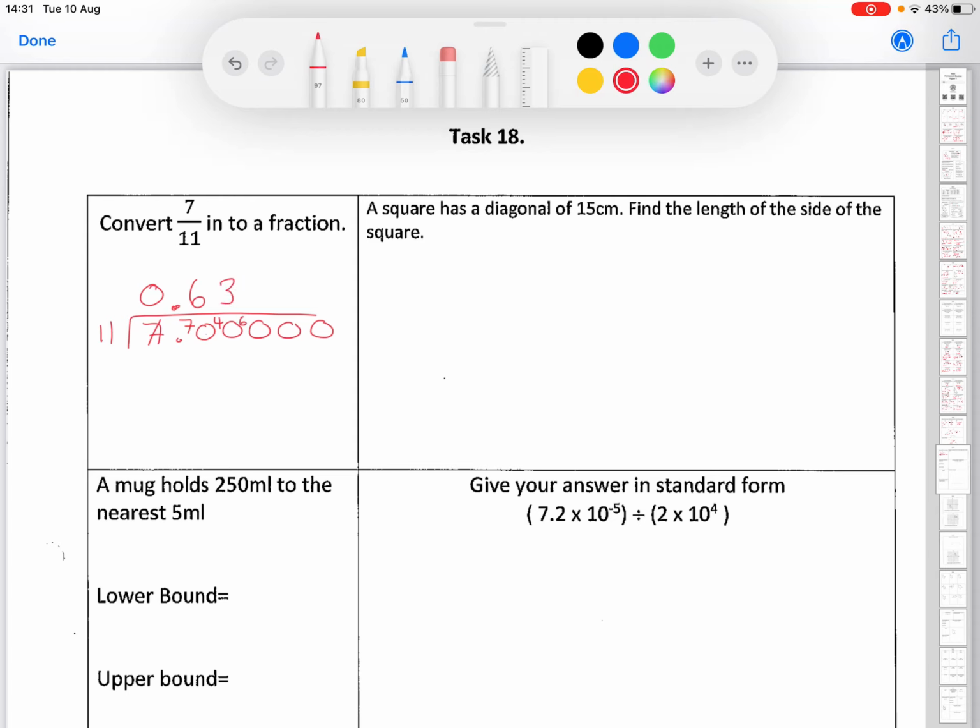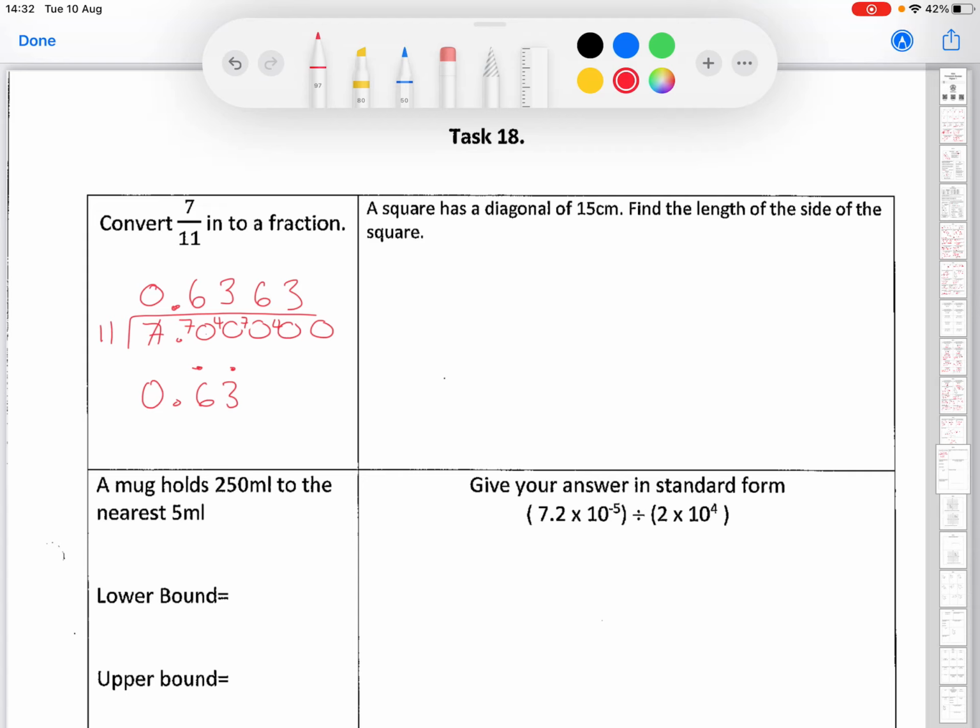How many times does 11 go into 40? Well, it would go in 3 times, because 33, remainder of 7. Gosh. So how many times does 11 go into 70? It would be 6. I think that's where I would get my 6 from in my head. So that'd be 66, remainder of 4. How many times does 11 go into 40, etc.? 3. You can see a pattern there, so it's going to be 0.63 recurring.